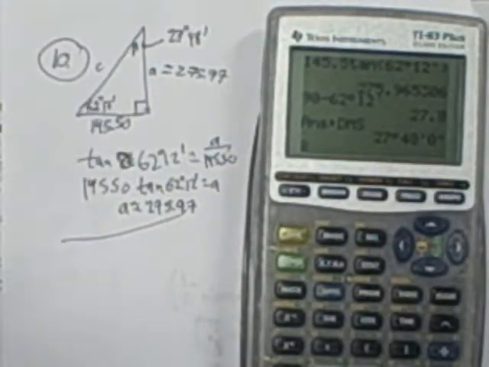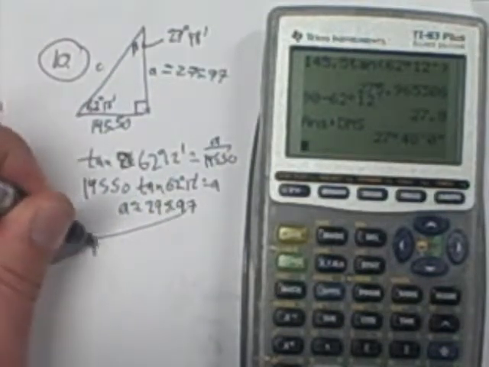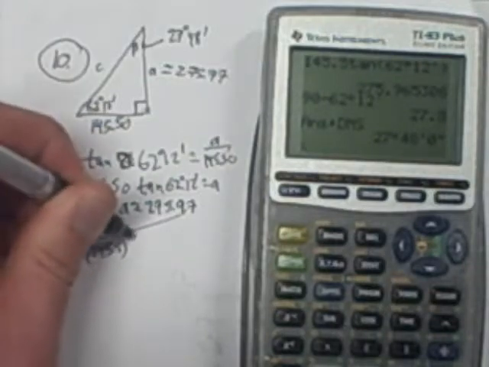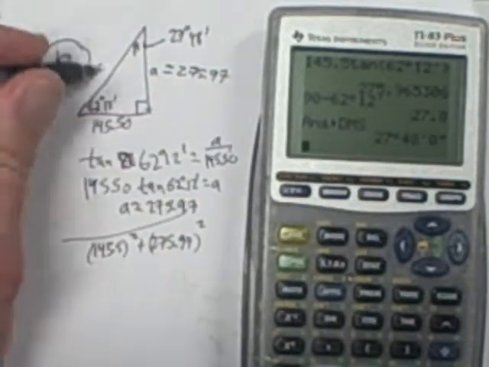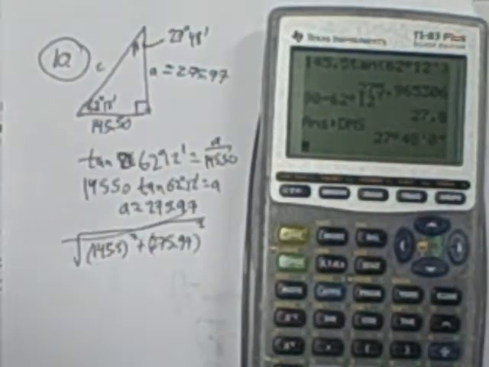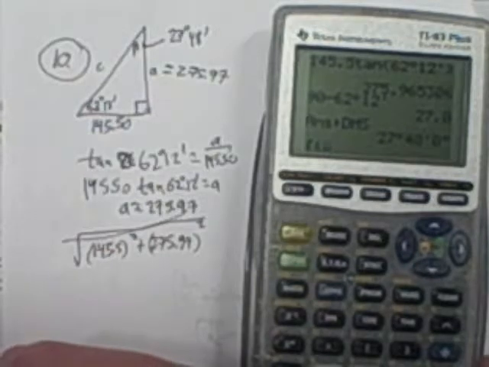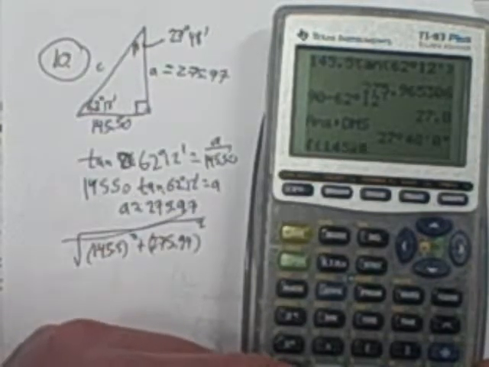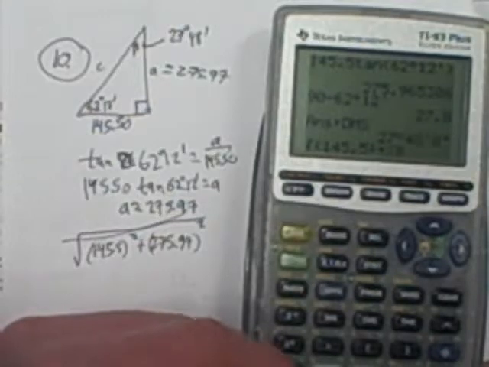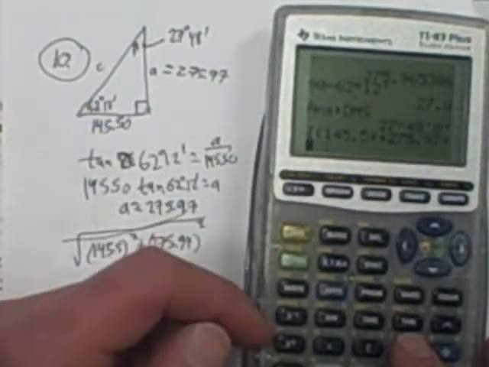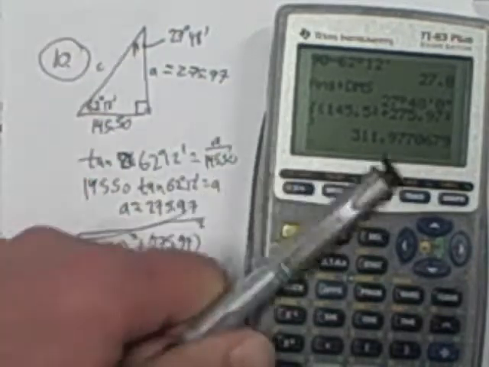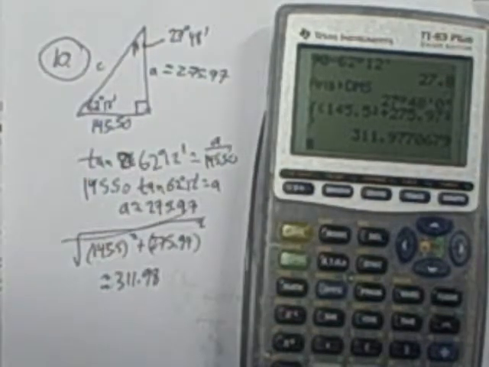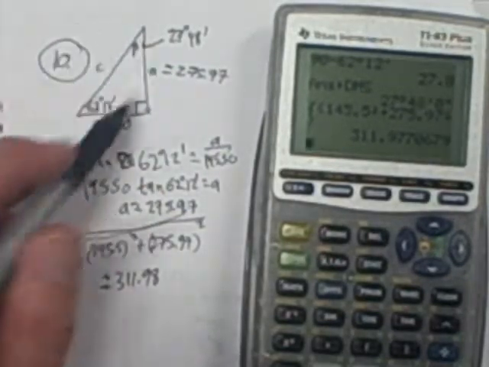And then to find C, I could go a couple different ways. I'll go with the Pythagorean theorem. I know that this side squared plus this side squared is that squared. So if I square root that whole thing, that'll give me the answer. So I'll just go square root of 145.5 squared plus 275.97 squared. Looks like I get about 311.98, and I'm going to round it up because of that 7 behind. And that is solved. I know all three sides, and I know all three angles.